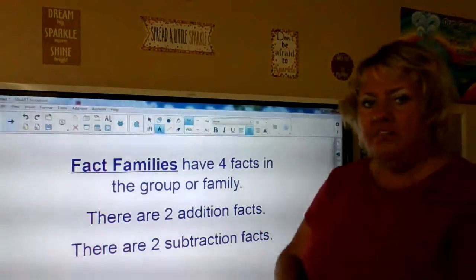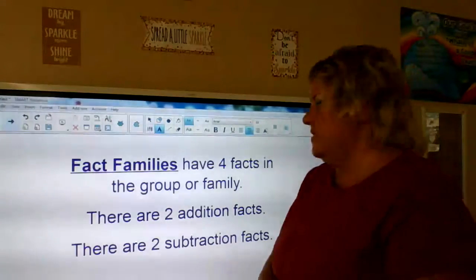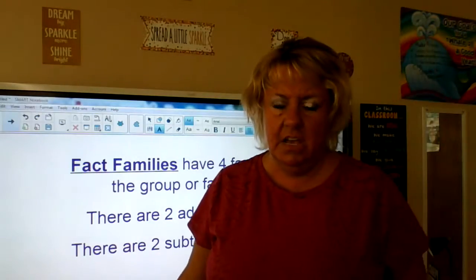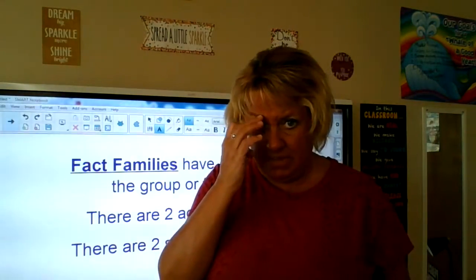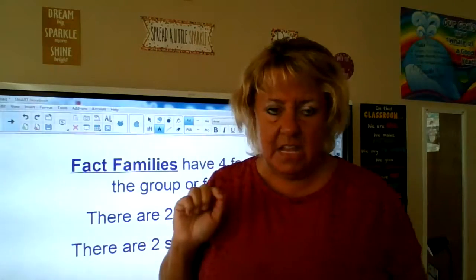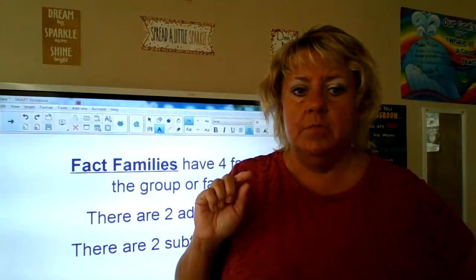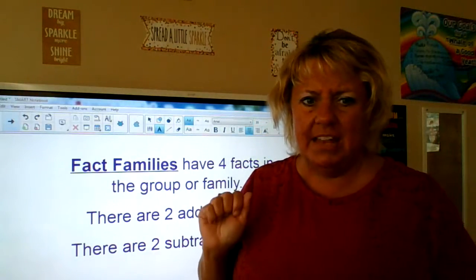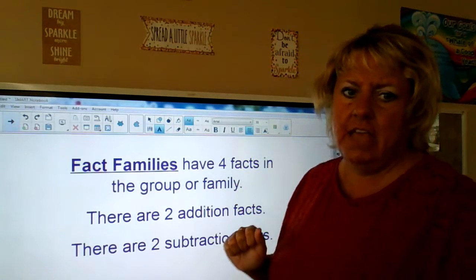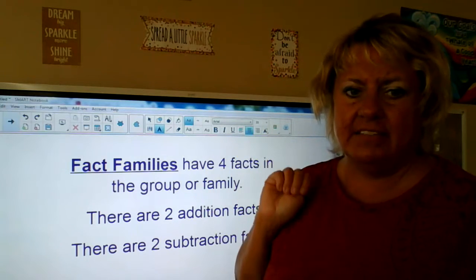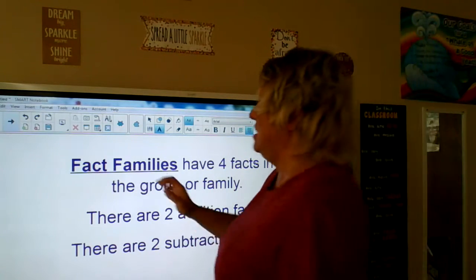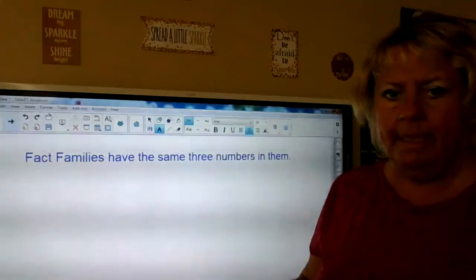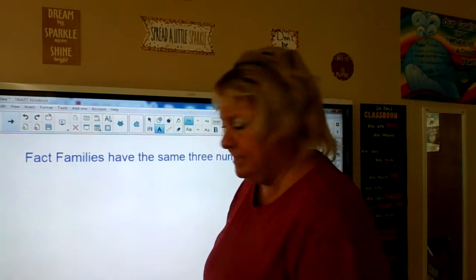Fact families have 4 facts in the group or family. There are 2 addition facts and 2 subtraction facts. So we're going to do a little bit of fact families, and then the lesson's going to be more about related facts, which are just 2 facts, 1 addition and 1 subtraction. But I'm going to go ahead and teach you a little bit about fact families, okay? Fact families have 4 facts, 2 addition and 2 subtraction. Fact families have the same 3 numbers in them. So let's do a few for practice.